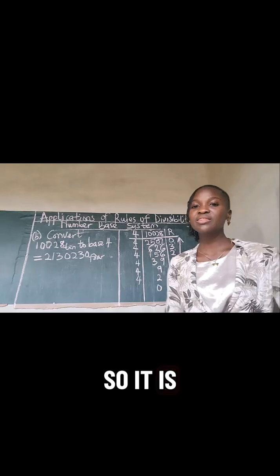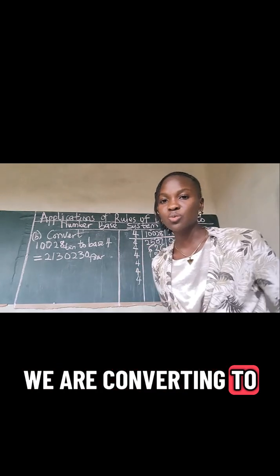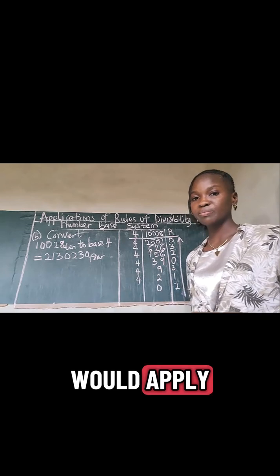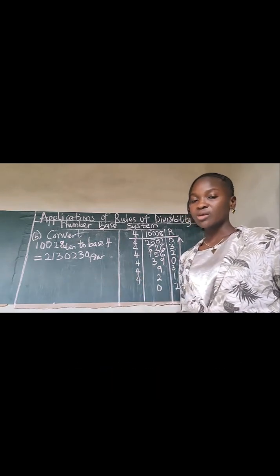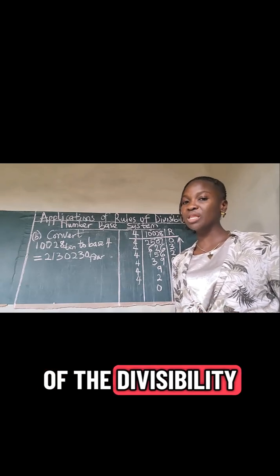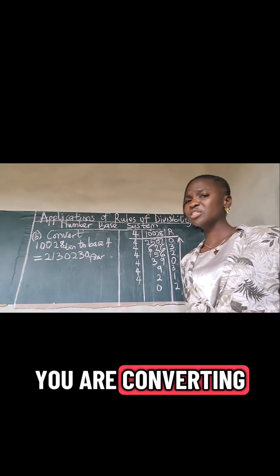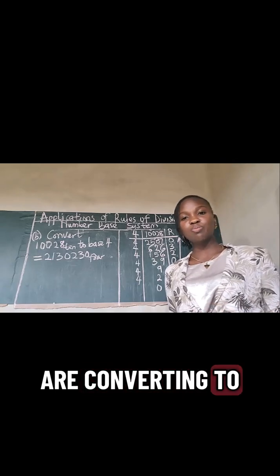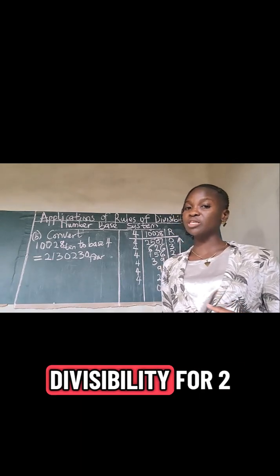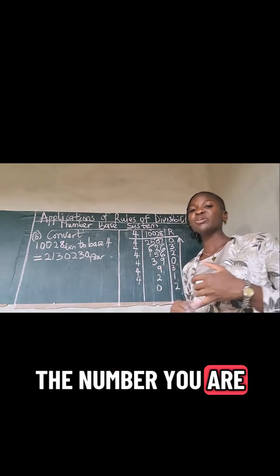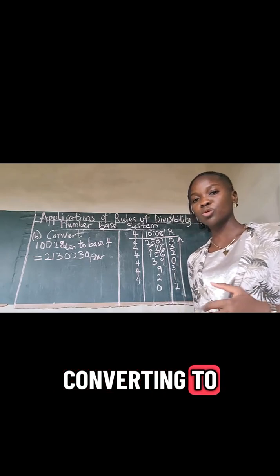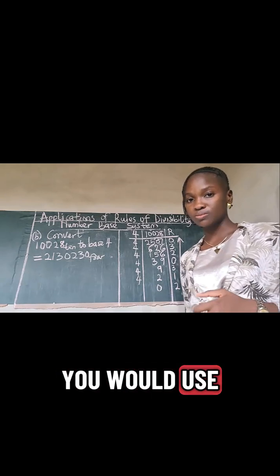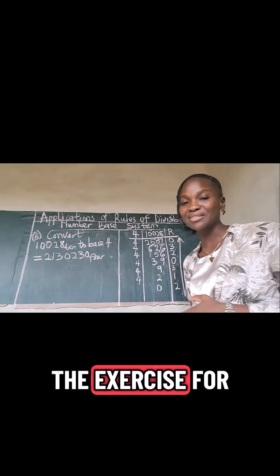So it is the number base we are converting to that will determine the rule of divisibility that would apply. If you are converting to base 5, you are going to use the rule of divisibility for 5. If you are converting to base 6, you use the rule of divisibility for 6. If you are converting to base 2, you use the rule of divisibility for 2. So it is the base you are converting to that will determine the rule of divisibility you would use.